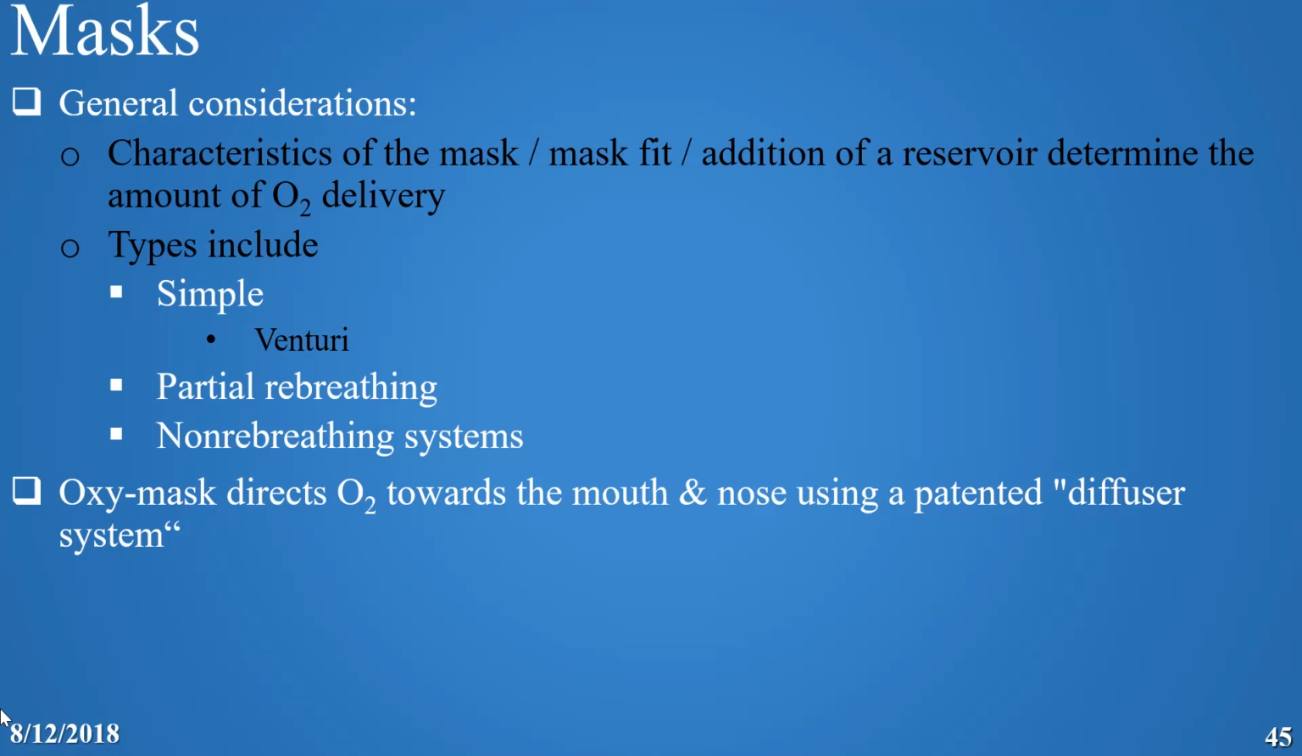So the characteristic of the mask, the fit of the mask, and presence or absence of reservoir determine how much oxygen is delivered to the patient. The type can be a simple mask, a transparent mask with knobs on either side, connected to the oxygen flow. Sometimes there is a gauge at the bottom of the mask where it connects to the oxygen supply, and this can move and change the flow. We call it Venturi. So it's a simple mask, but it has a knob that we can dial to change the flow.